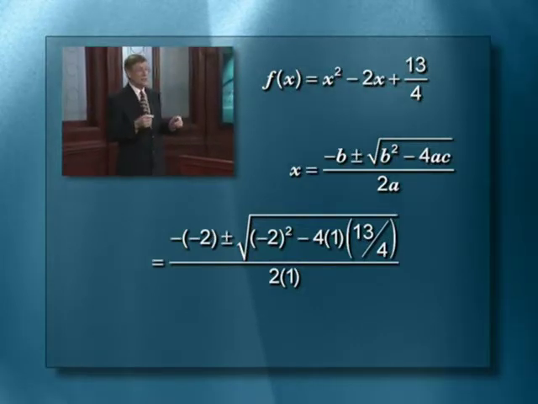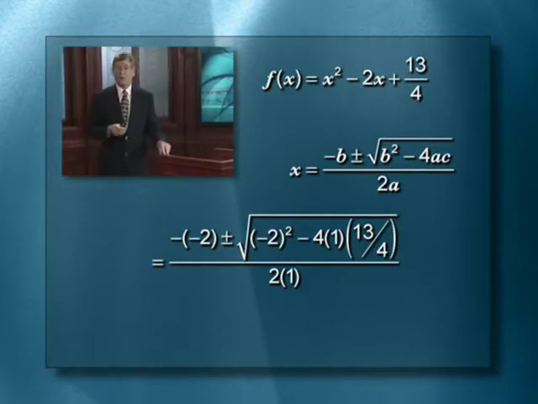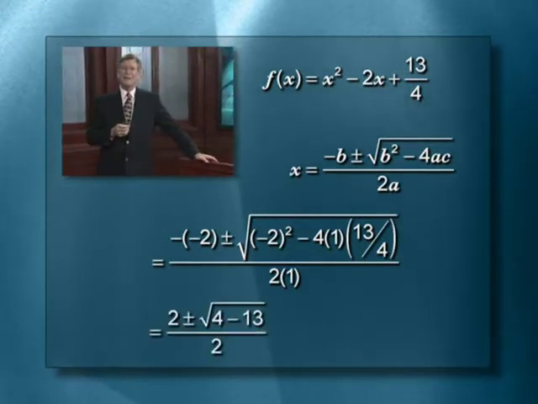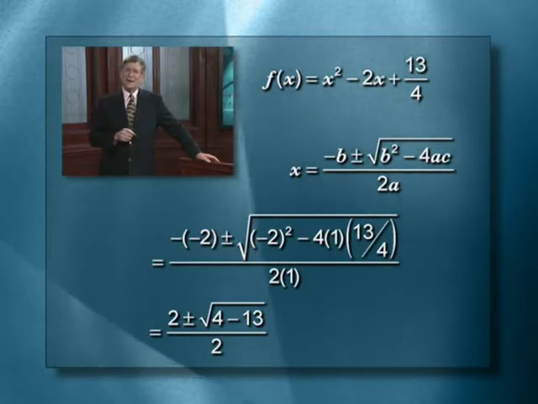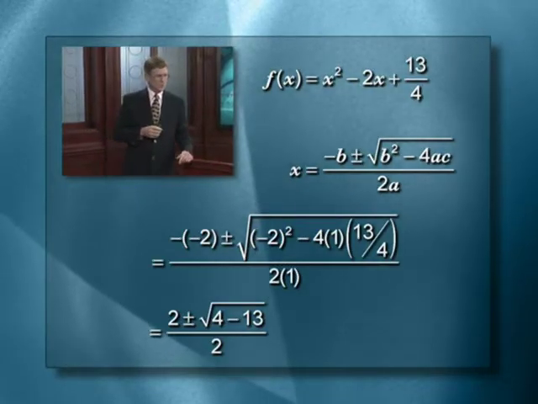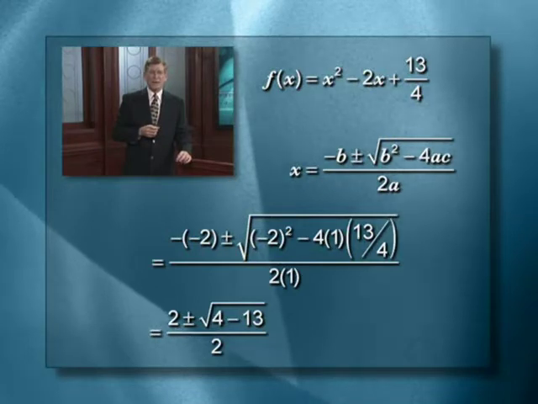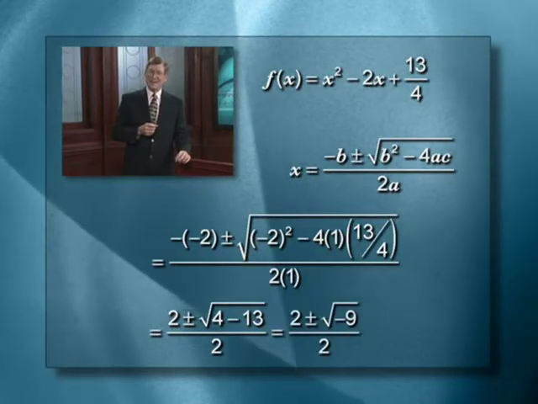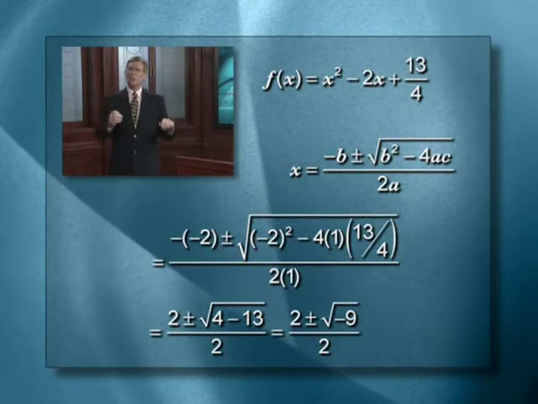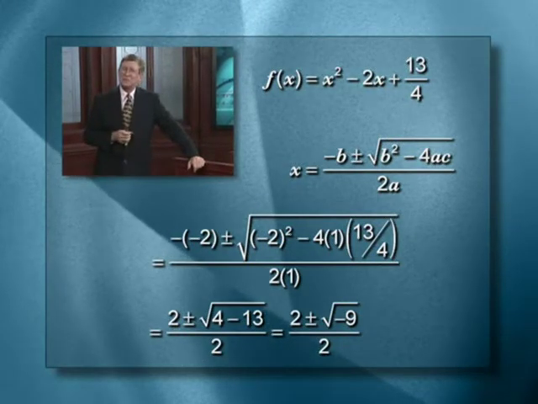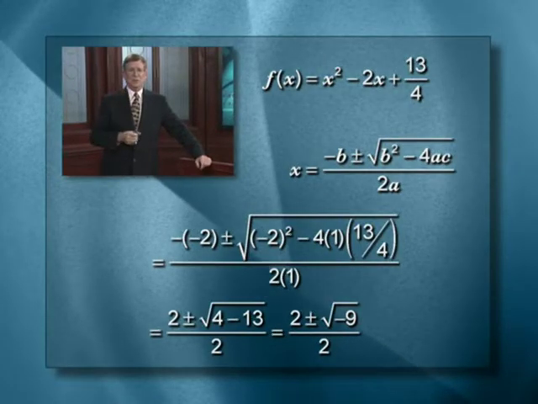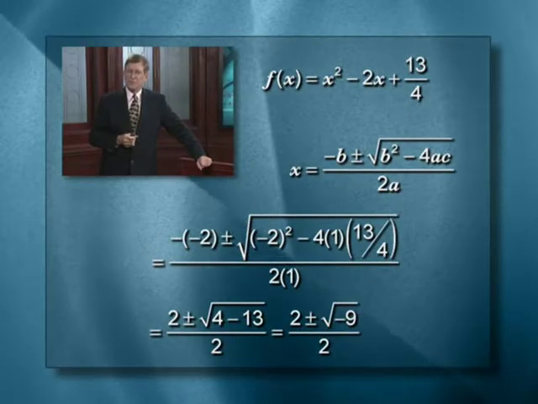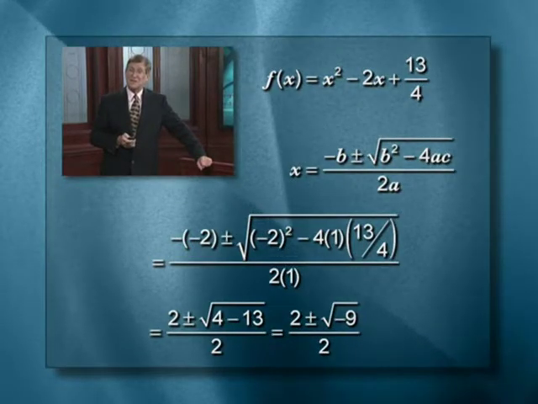And now some things cancel. The 4's cancel inside the radical, and we're left with 4 minus 13 inside the radical. So we have x equals 2 plus or minus the square root of 4 minus 13, all divided by 2. And 4 minus 13 is minus 9, and we have the square root of minus 9. Uh-oh! We aren't allowed to take square roots of negative numbers, are we? What do? Well, this polynomial doesn't have any zeros in the real numbers. It does not touch the x-axis.